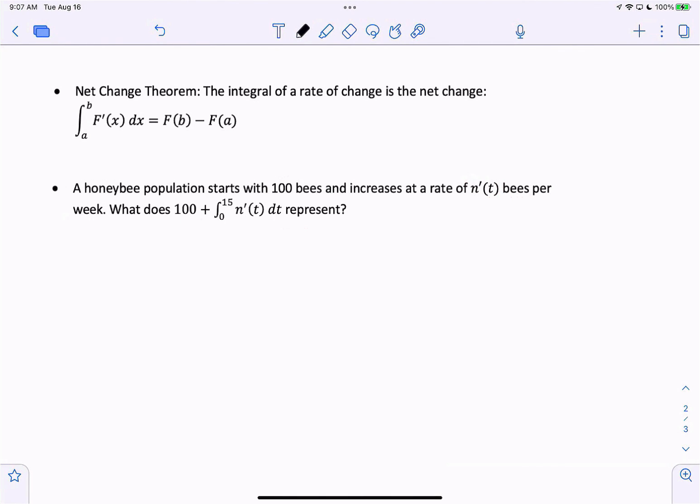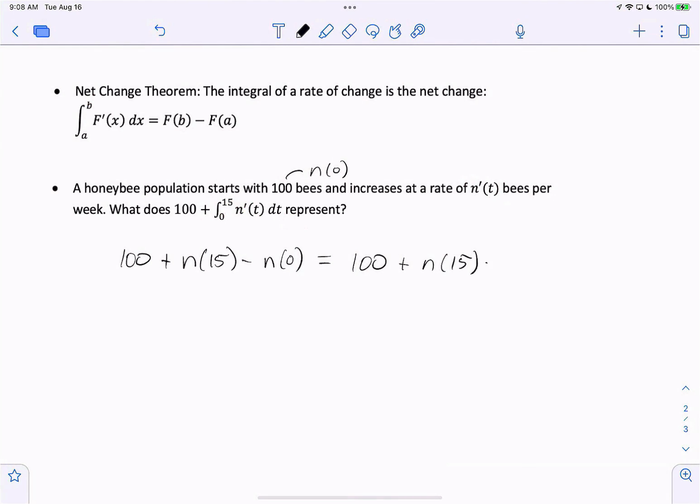Well, let's just write it out using the net change theorem. We have 100 plus the antiderivative of n prime, which is going to be n, evaluated at the upper limit of 15. So 100 plus n of 15 minus n of 0. Now we started with 100 bees, and t is in weeks, since we have bees per week. Then 100 is n at 0 weeks. So this thing equals 100 plus n of 15 minus 100. And so that is equal to n of 15.